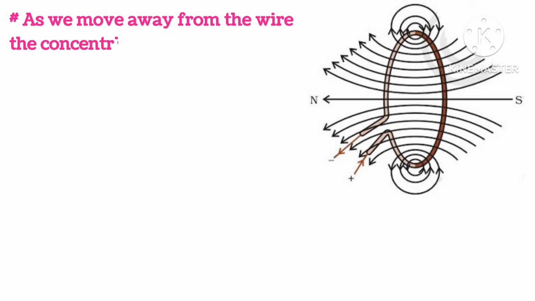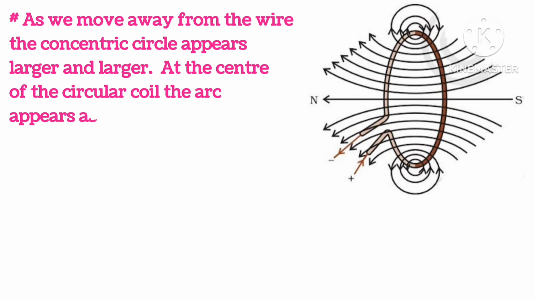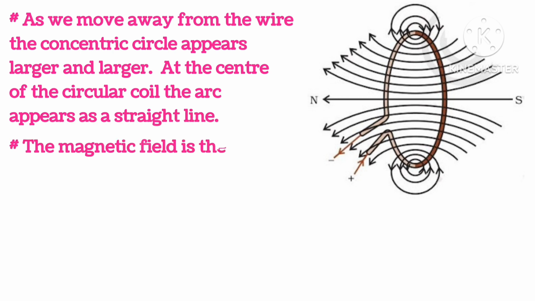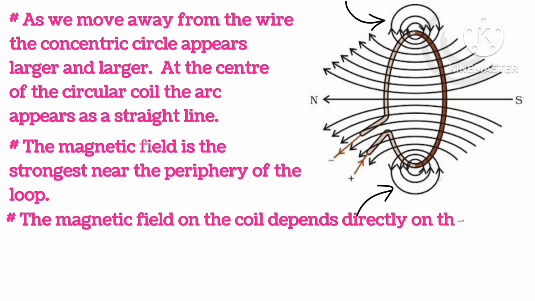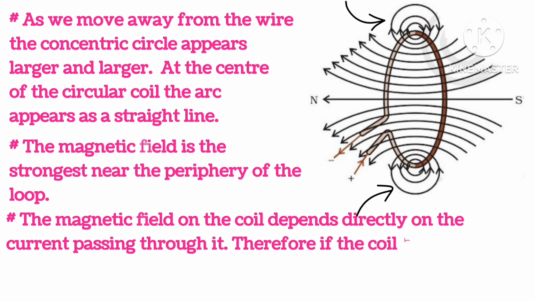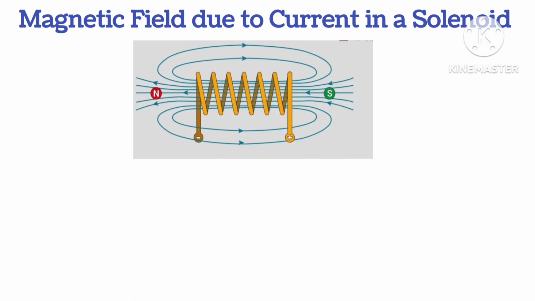As we move away from the wire, the concentric circle appears larger and larger, and at the center, the circular coil, the arc appears as a straight line. The magnetic field is the strongest near the periphery of the loop. You can see the periphery of the loop, and the magnetic field on the coil depends directly on the current passing through it. Therefore, if the coil has n number of turns, then the magnetic field will be n times larger. Magnetic field due to current in a solenoid.